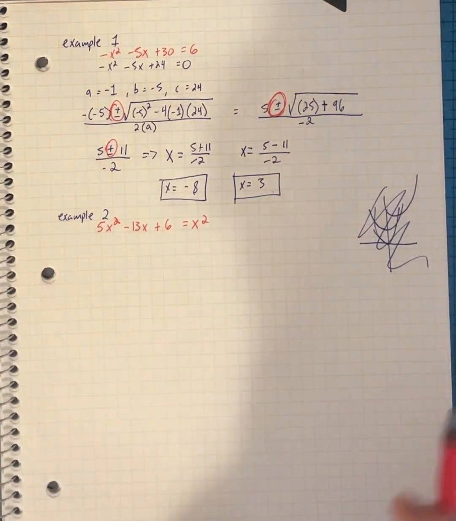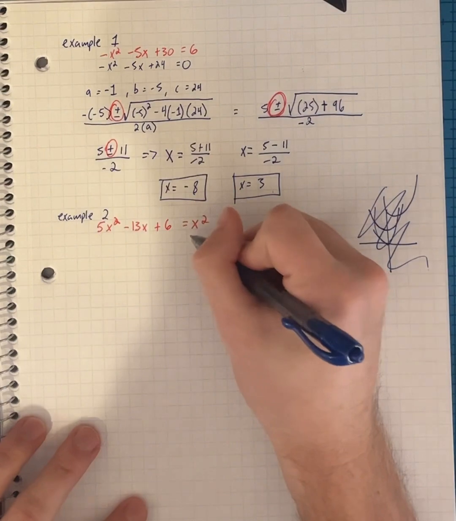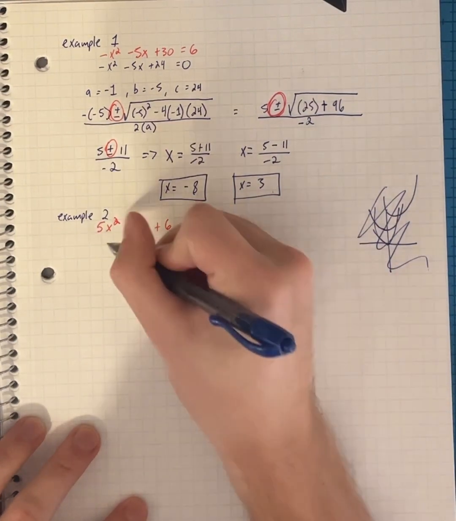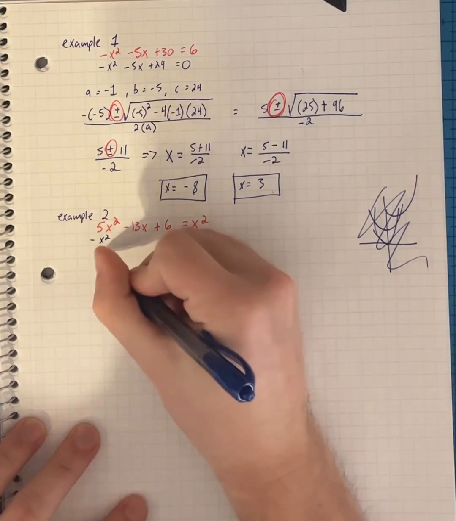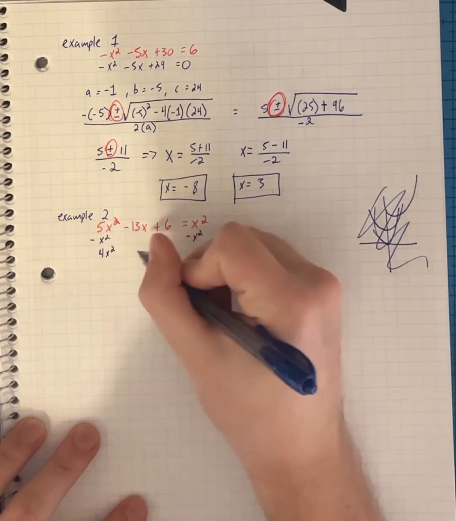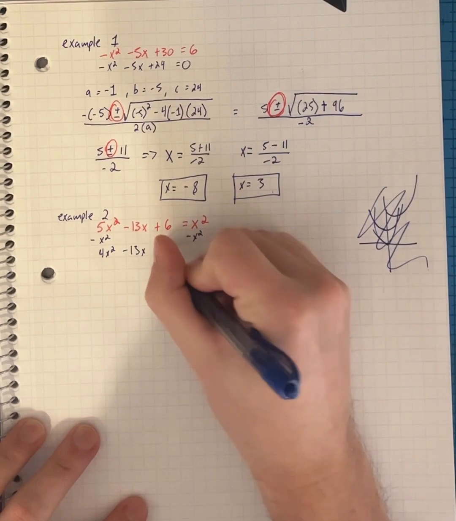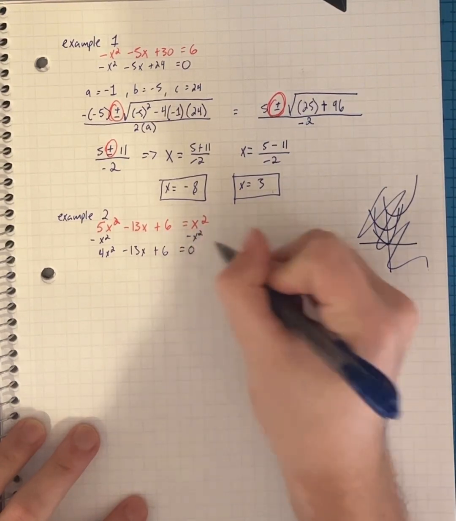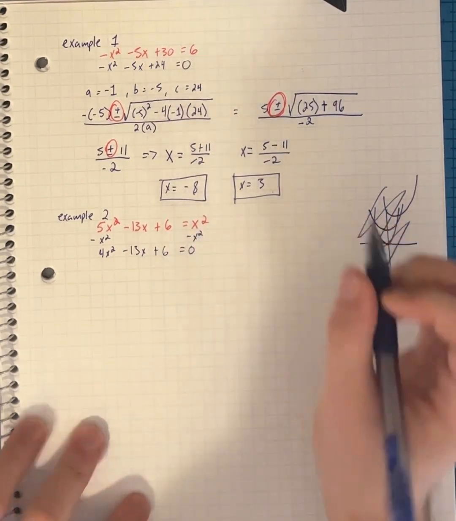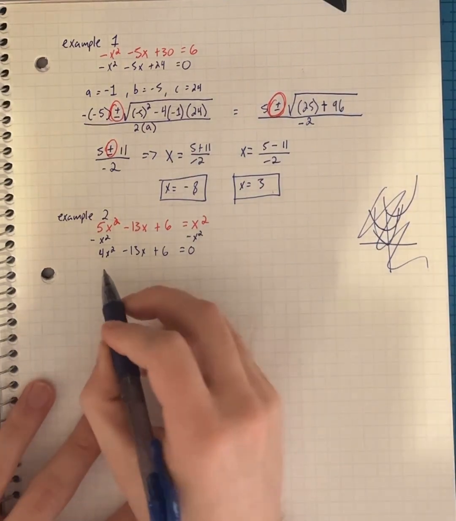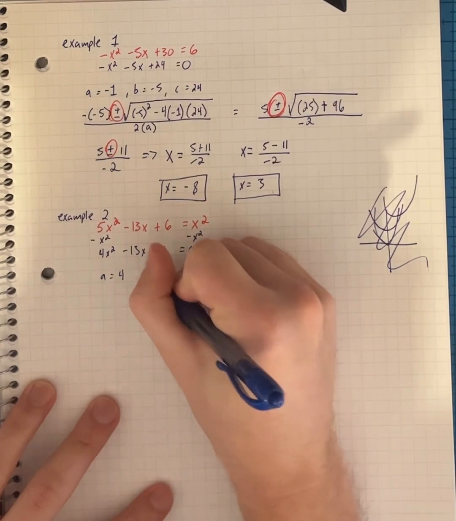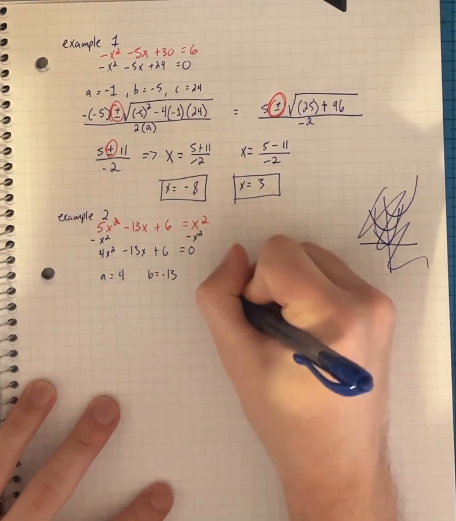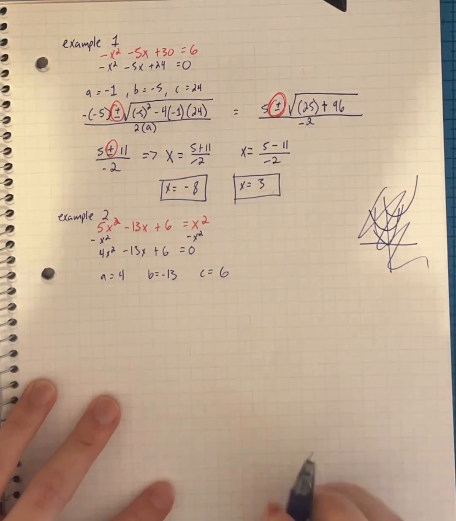Step 1, we set this equal to 0, right? So we're going to do minus x squared on both sides. So here you have 4x squared minus 13x plus 6 equals 0. Now we can start, right? So let's write down our a, our b, and our c. A equals 4, b equals negative 13, c equals 6, okay?